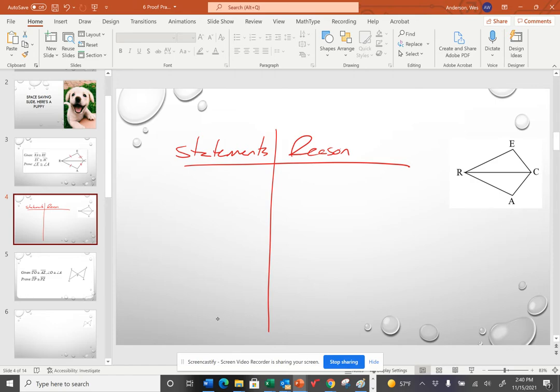So I'm going to write on my statements that RA is congruent to RE, and I'm also going to write that EC is congruent to AC. The reason for that being is that it's given. That's a freebie that they give us, okay?